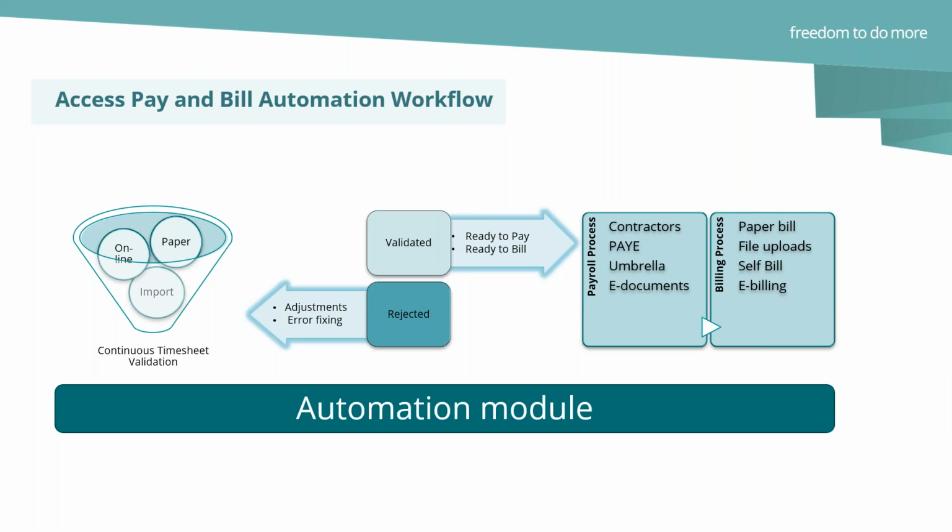That, as it currently does, puts things into a good pile or a bad pile. Bad pile means it needs some adjustments, some error fixing, just some data management basically, or a good pile, which means it's validated and it's ready to pay and bill. What we've basically got is an automation process that underlines all of this, that keeps that process running continuously without anyone having to touch anything.